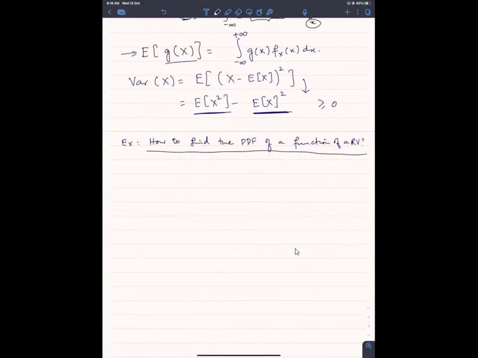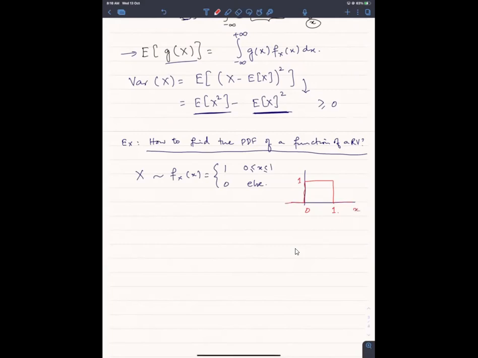You are given a random variable x. Let's say आपको x दिया हुआ है जिसका probability density function fx(x) is defined for you. The probability density function is 1 when x is between 0 and 1, and 0 otherwise. The shape of this looks like the following. Between 0 and 1, this is 1, and it is 0 otherwise.